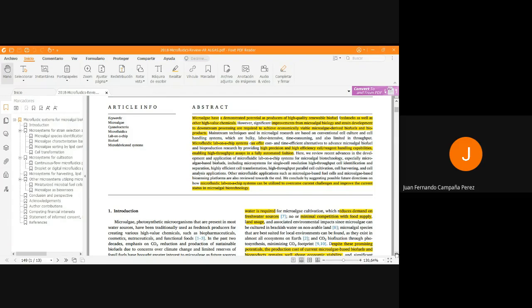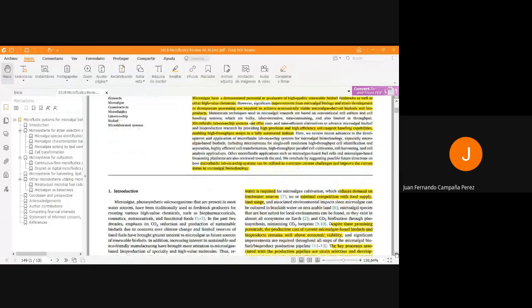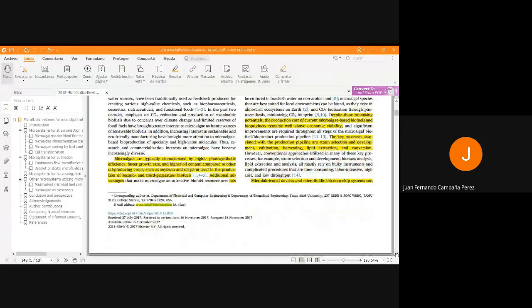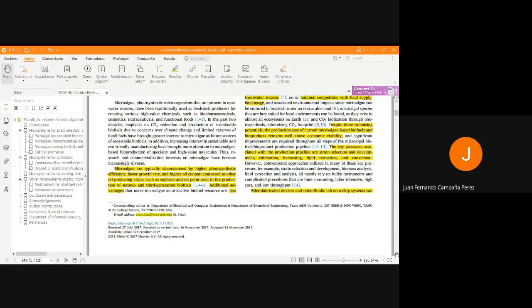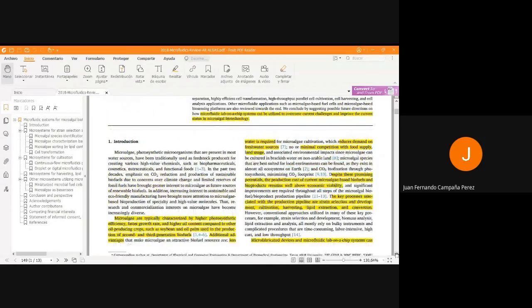So the microfluidic lab-on-a-chip systems can offer high precision and high efficiency cell handling capabilities, and enable high throughput assays in a fully automated fashion. As you know, microalgae are typically characterized by higher photosynthetic efficiency, faster growth rate, and higher oil content compared to other oil-producing crops, such as soybean and oil palm, used in the production of second and third generation biofuels. Additional advantages are that less water is required, which reduces demand on freshwater sources. Another one is minimal competition with food supply and land usage.